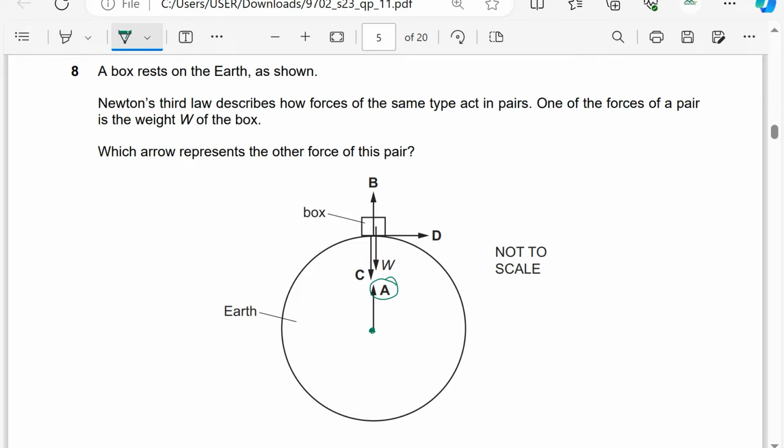I say these two forces must be of the same kind. They must be of the same nature. And if one of the forces is weight, where weight is the pull of the earth on the object, the other force should be the pull of the object on the earth. That means the answer is going to be A, because the pull of the object on the earth acts at the center of the earth, since the weight of the object, which is the pull of the earth on the object, acts at the center of the object. So the answer is A.